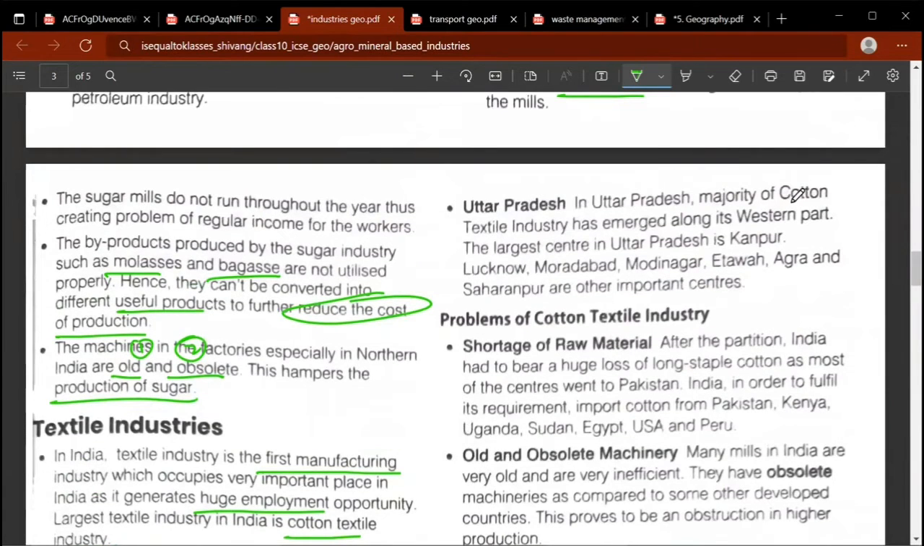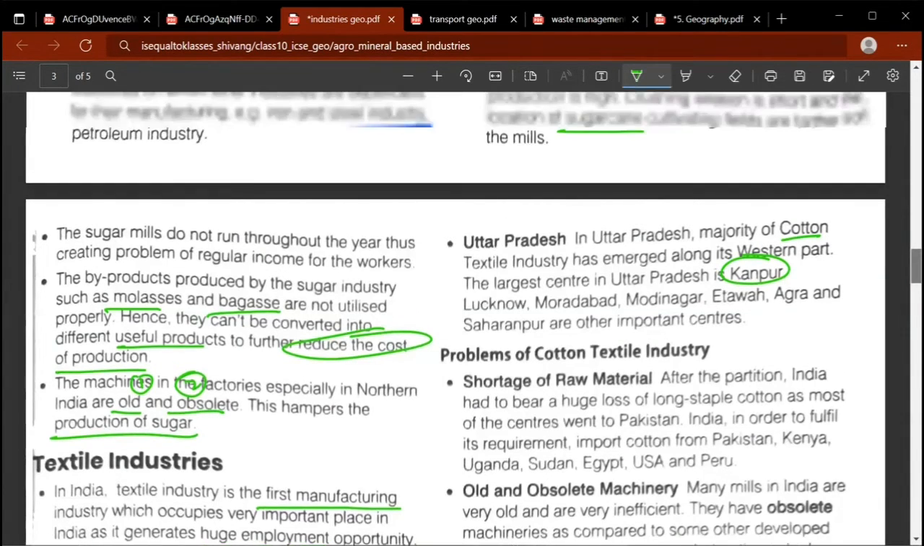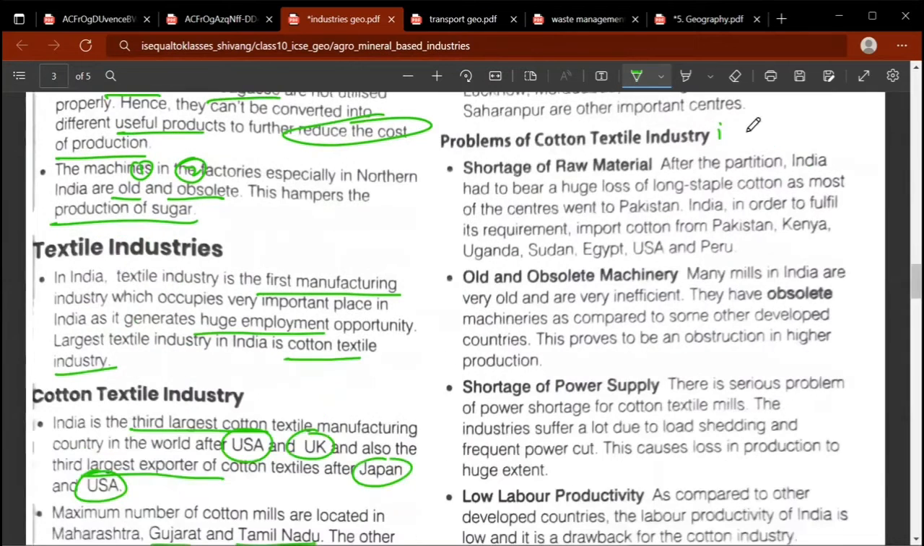In Uttar Pradesh, the majority of the cotton textile industry has emerged in its western part. The largest center in Uttar Pradesh is Kanpur; Lucknow, Moradabad, Modinagar, Etawah, Agra, and Saharanpur are other important centers. Now let's move on to the problems of the cotton textile industry in India.